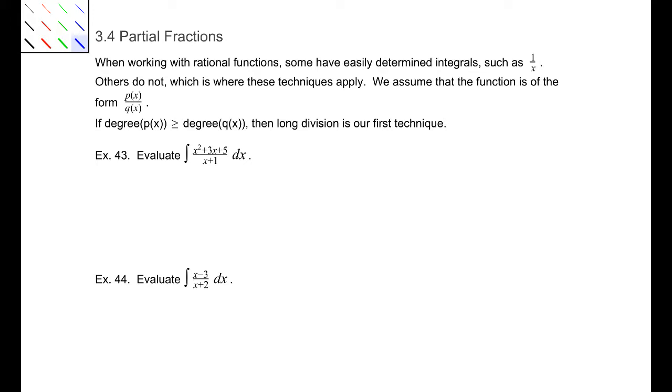And sometimes we have things that are easily integrated, such as 1 over x, which would be the natural log of x, which we will need to know a whole lot today. So oftentimes, though, we don't have something that's easily integrated. So this is where this is going to work.